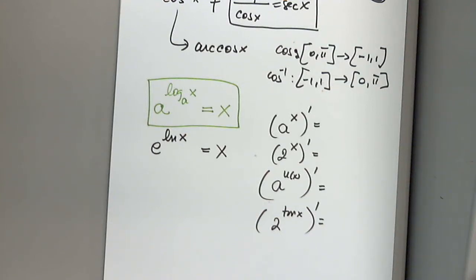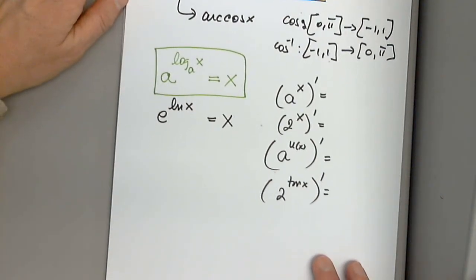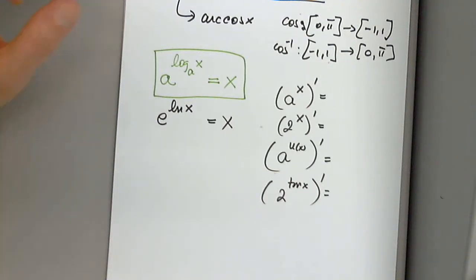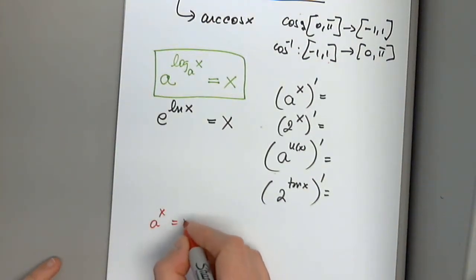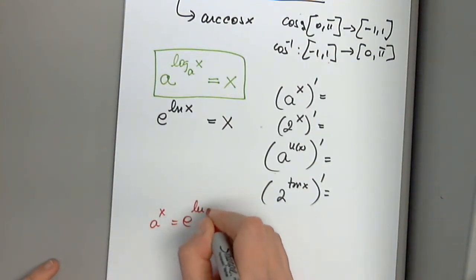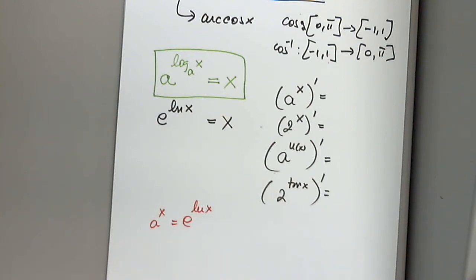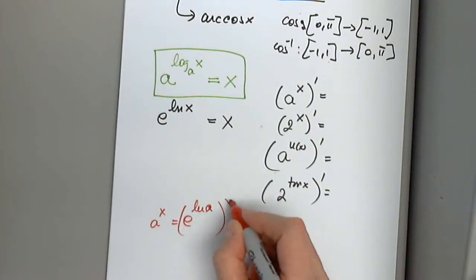Okay, so now how do we get to the formula of a to the x? Is there a way of presenting a to the x as e raised to natural log? So a to the x. Can I write e raised to natural log a, everything to the x? I didn't finish, sorry.